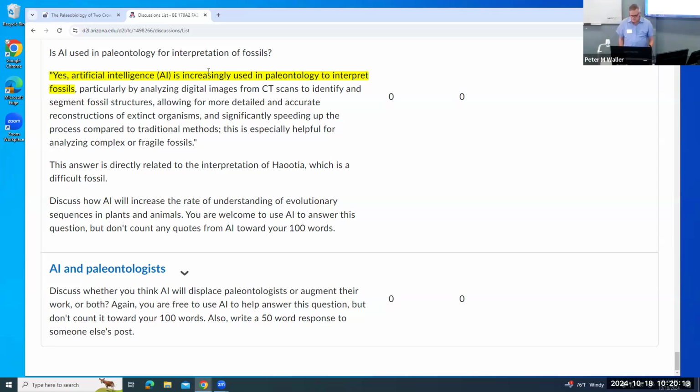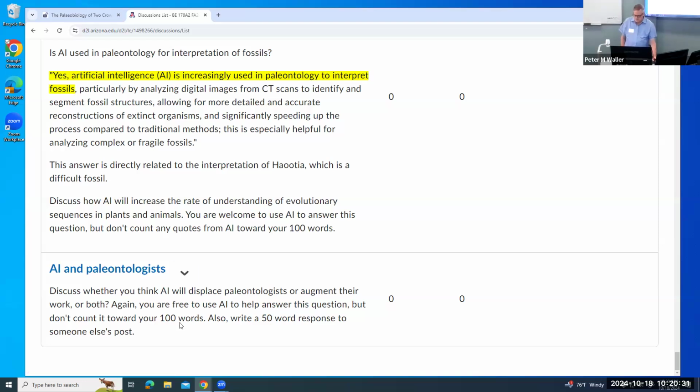So for the first question, I asked, discuss how AI will increase the rate of understanding of evolutionary sequences in plants and animals. You're welcome to use AI to answer this question, but don't count any quotes from AI towards your 100 words. For example, you could get this quote and then build around it.